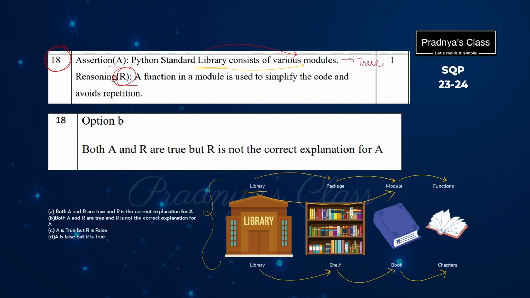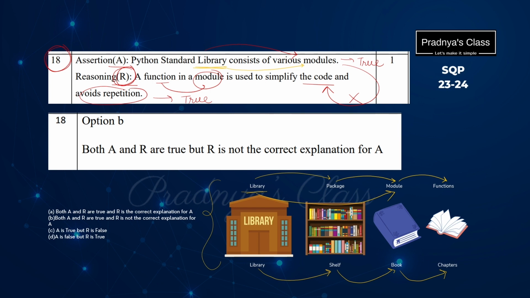Now let's read the reasoning. A function in a module is used to simplify the code and avoids repetition. This is the correct definition of the function. So this statement is also true. Both the statements are true, but this reasoning is not the correct explanation for the modules and the library.